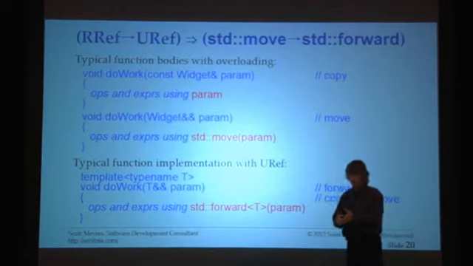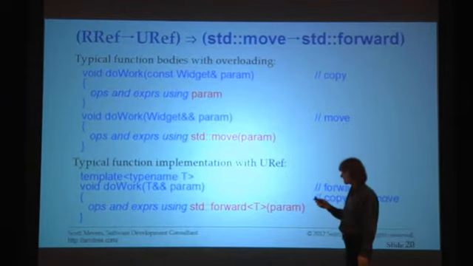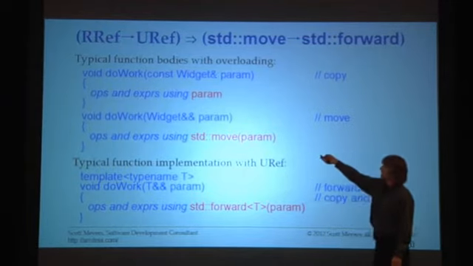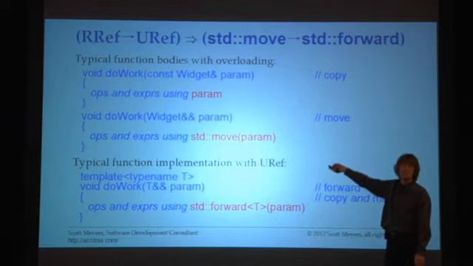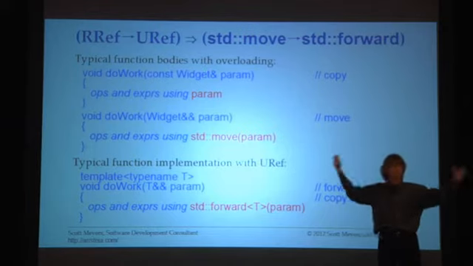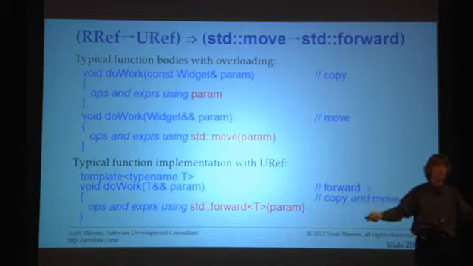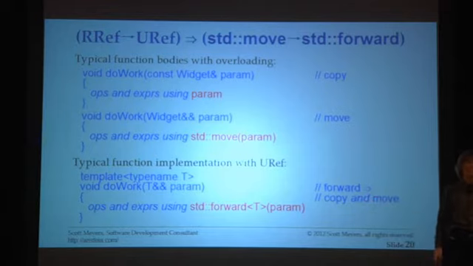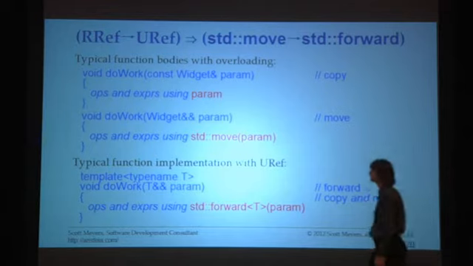All right, so this is where we stand so far. If I see a function which takes an L value and I have a parameter, I usually just use the parameter unadorned. I don't need to wrap it in move or forward or anything, I just use the parameter. It's been working great since 1985, continues to work.